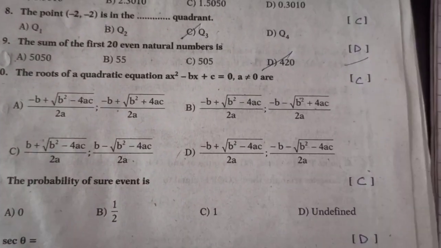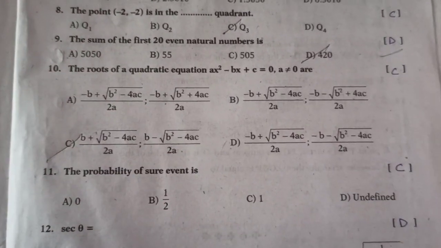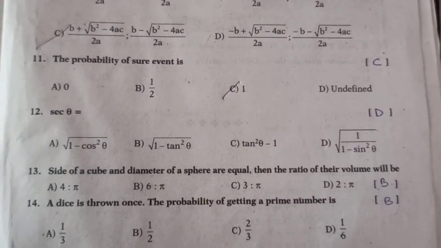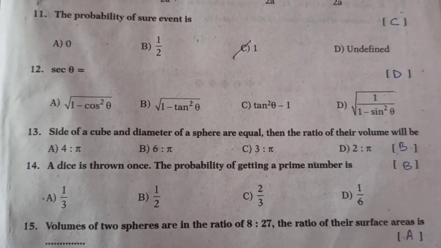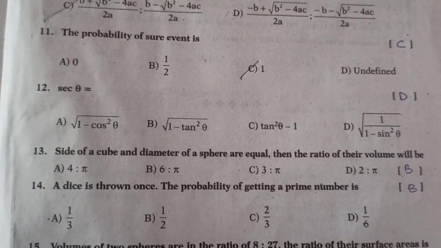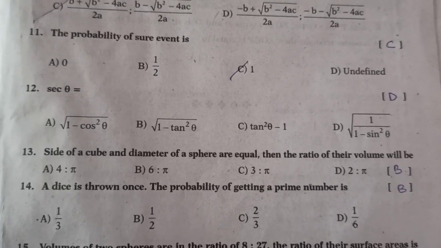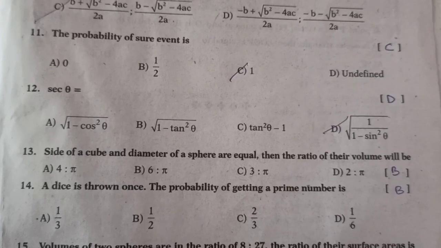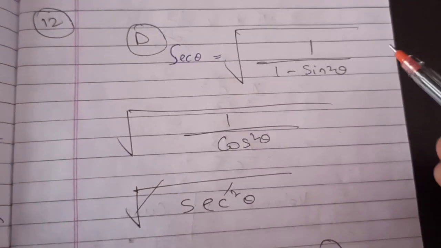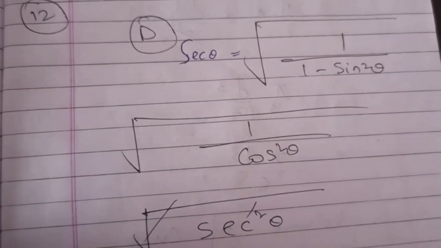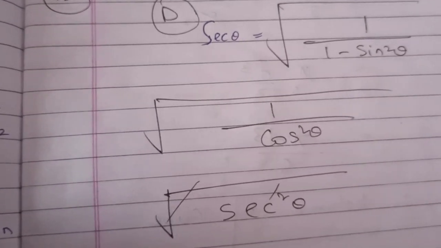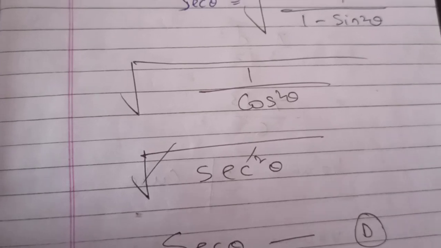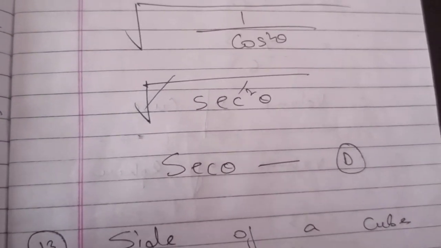So this is the actual answer. That's option C. The probability of a sure event, everyone knows, is what? Secant theta. What can we write secant theta as? Simple, we can write secant theta as 1 by under root of 1 minus sine square theta. 1 minus sine square theta we can easily write as cos square theta. The square root will get cancelled. 1 by cos we can write as sec theta, and finally that is the answer.